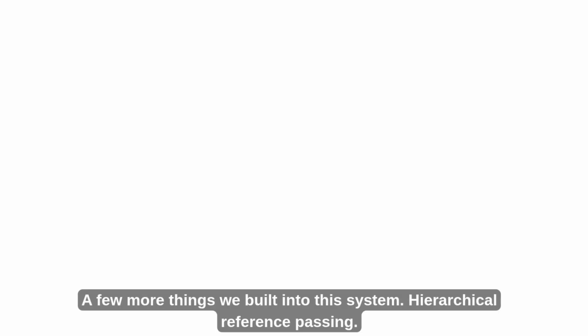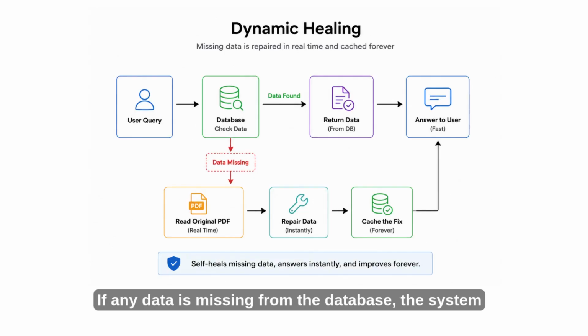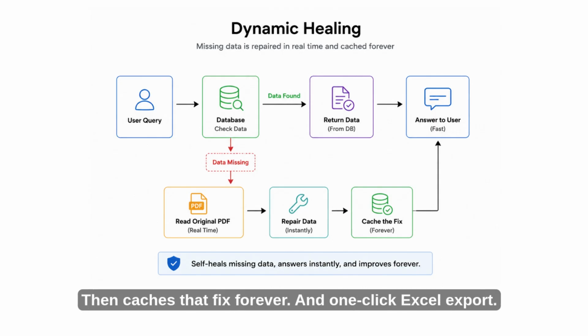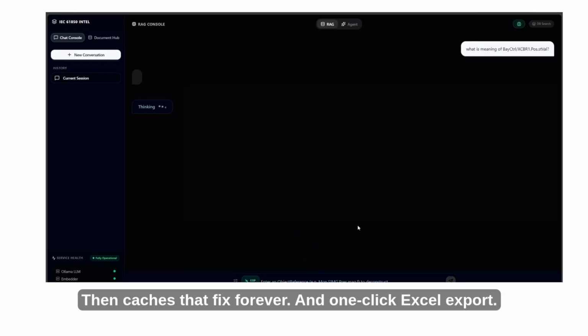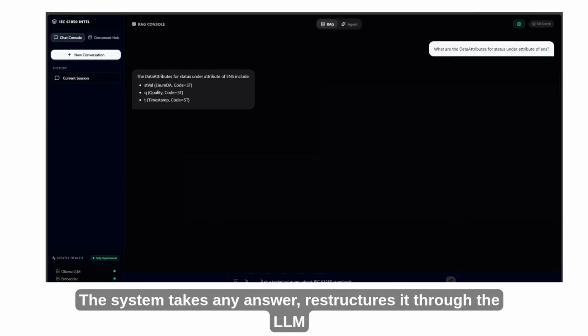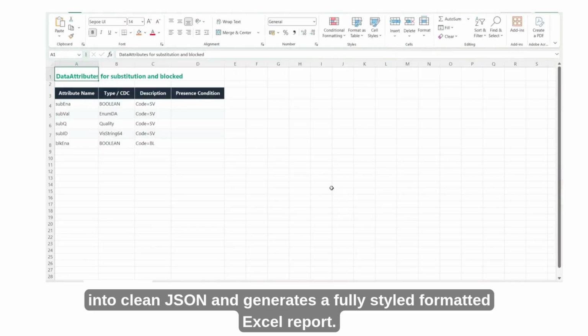A few more things we built into this system. Hierarchical reference parsing, so something like a deep object path gets automatically broken down and explained step by step. Dynamic healing. If any data is missing from the database, the system reads the original PDF page in real time and repairs it instantly, then caches that fix forever. And one-click Excel export. The system takes any answer, restructures it through the LLM into clean JSON, and generates a fully styled, formatted Excel report.